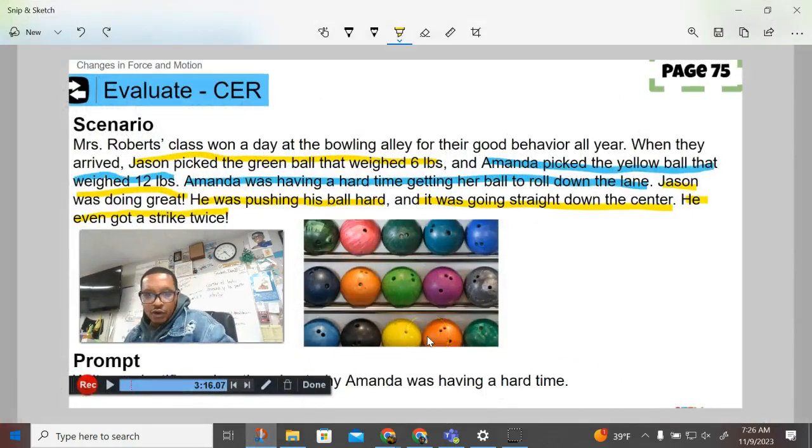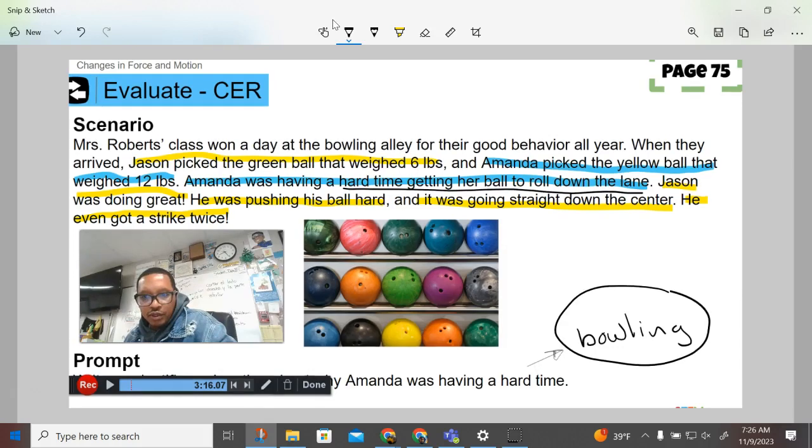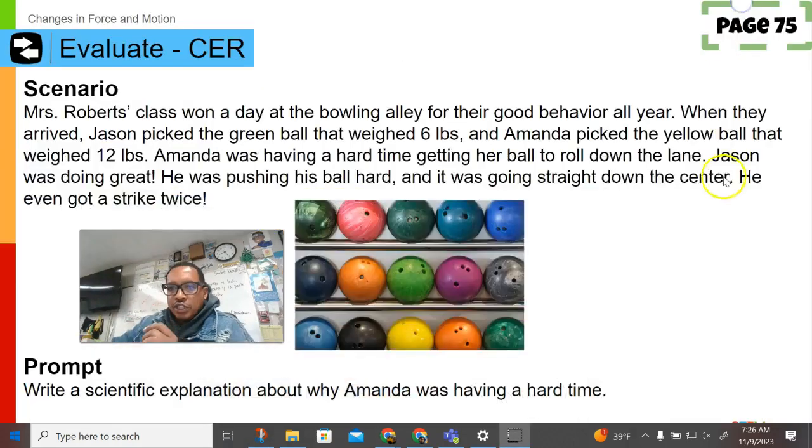So Amanda was having a hard time, right? And let's just look at this. All right, Amanda was having a hard time doing what? What was she having a difficult time doing? Bowling, right? So you could put that. She was having a difficult time bowling. Or right here, it says a hard time getting her ball to roll down the lane. And hence, why she's having a difficult time bowling. Does that make sense? So just make sure you understand that about the prompt, that she's having a hard time getting her ball to roll down the lane.